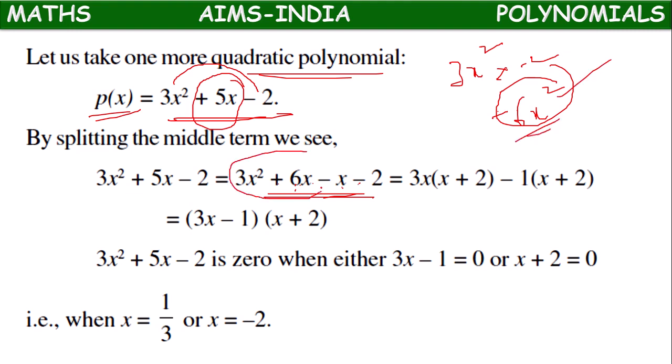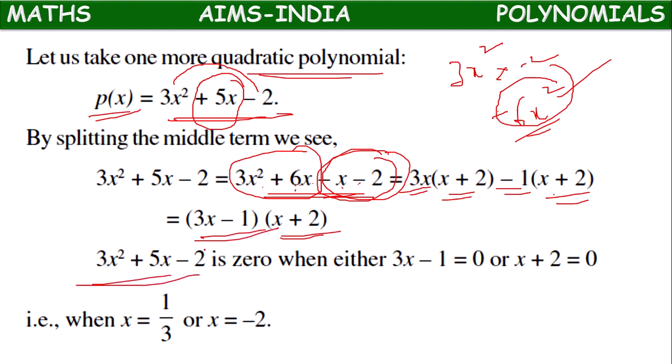First two terms one group, next two terms one group. In the first group 3x is common: 3x(x plus 2). In the second group minus 1 is common: minus 1(x plus 2). Again x plus 2 is common: (x plus 2)(3x minus 1). So the quadratic polynomial will be 0.